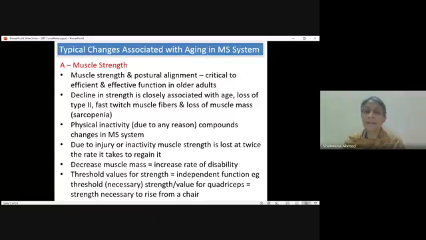Now quadriceps muscles are needed to rise from a chair to a standing position. If a person is independently able to rise from a chair to a standing position, that means his musculoskeletal system has adequate strength for independent functioning. This is the minimum threshold that a person must have.